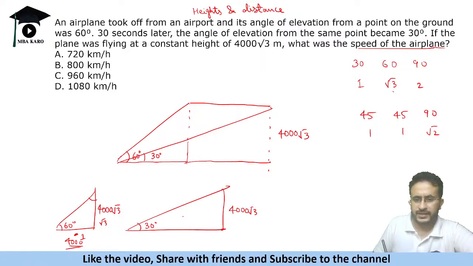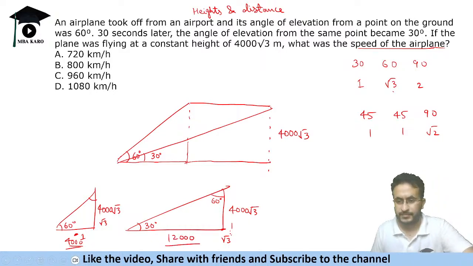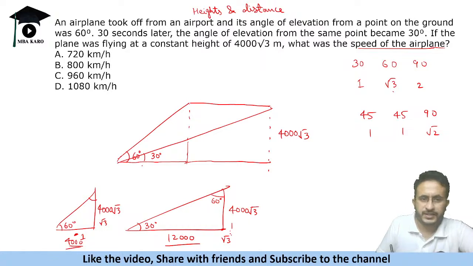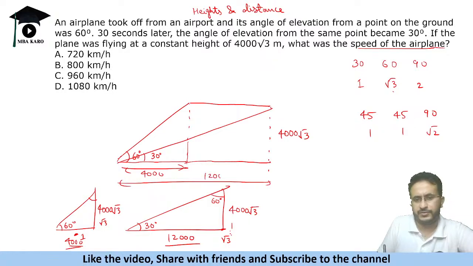Now in this triangle this is 30 and this is 60. So this ratio is 1:√3. 1:√3 में आ जाएगा. So this is 4000 √3 multiplied by √3. This will be 12,000. ठीक है. So in the first case, this length is 4000, and going by the second case, this length is 12,000.